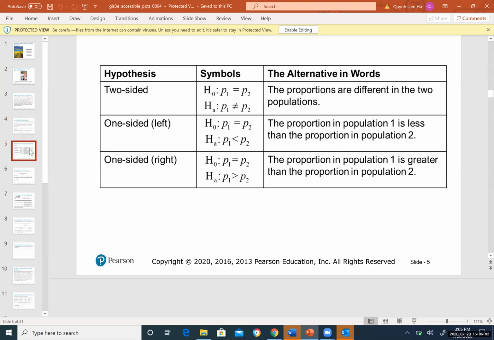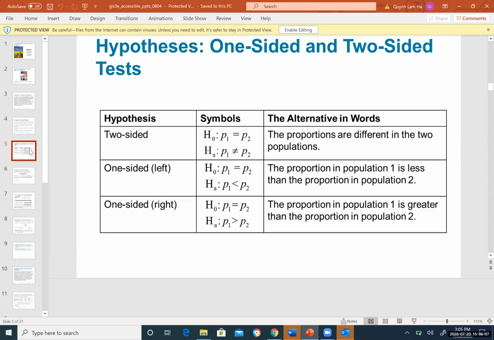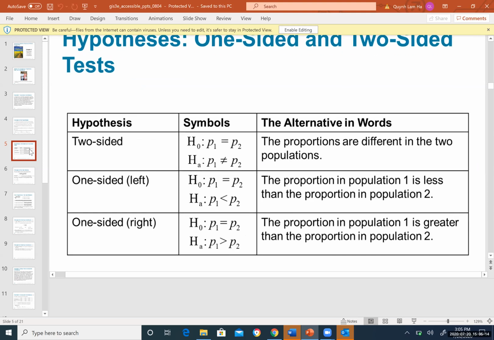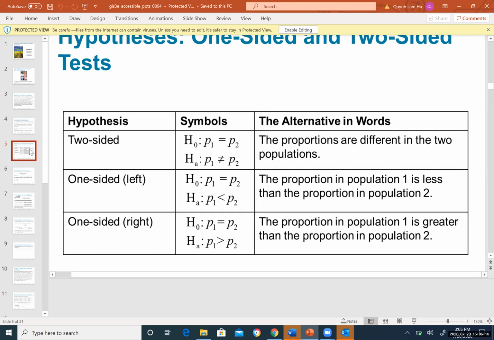And here is slide 5, more summarized for you to look at. When you are writing the hypothesis, one-sided or two-sided test, here you notice we are talking about population proportion. Again, right here you notice for two-sided, you got 3 cases: two-sided, one-sided left, one-sided right, and here is what you need to read, which is similar to the previous slide, but in table form.